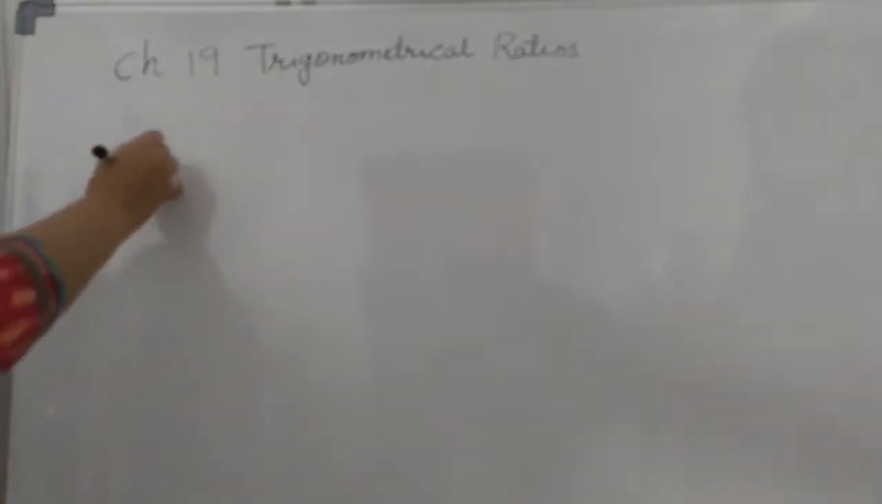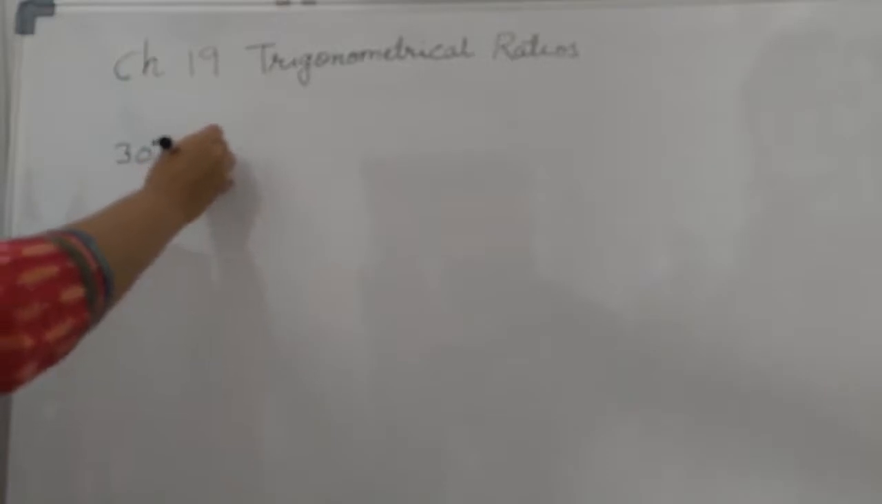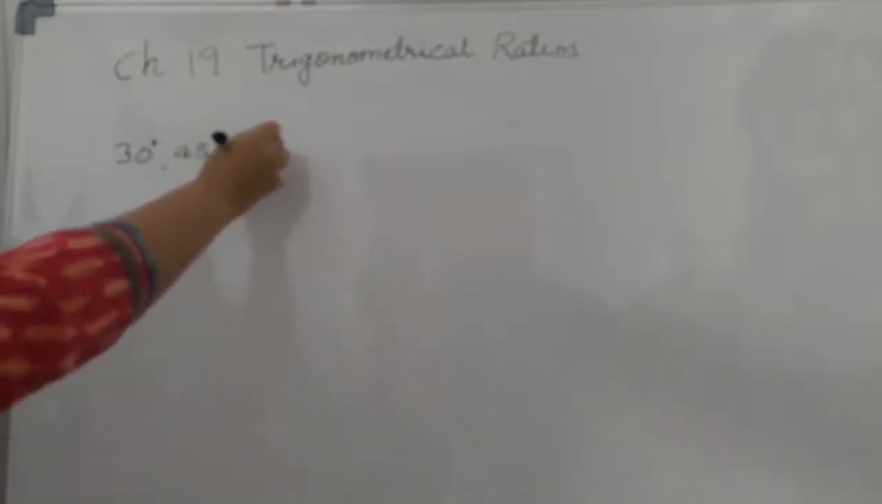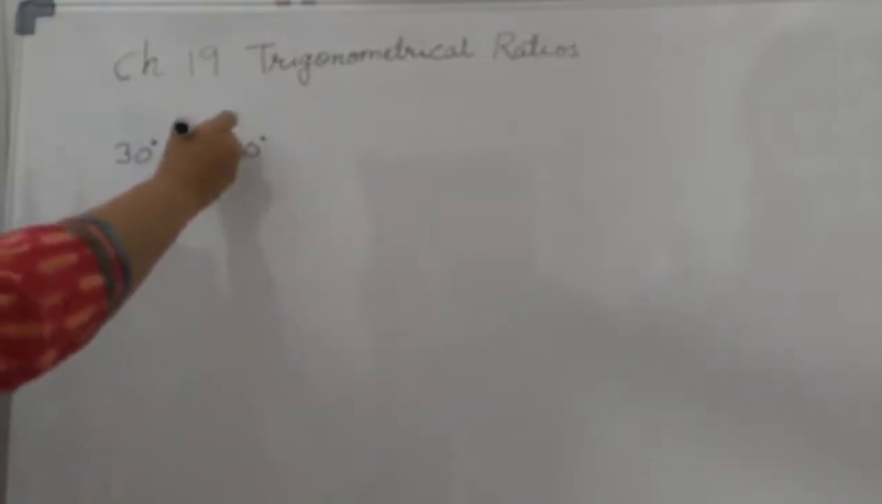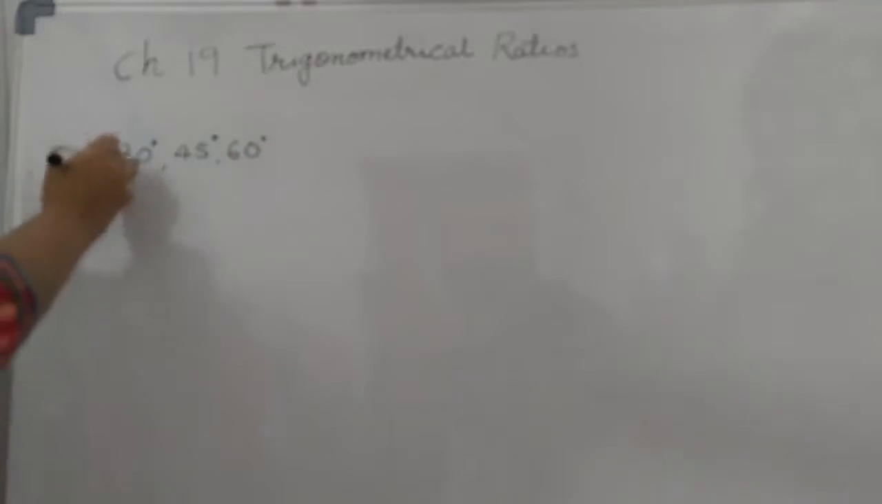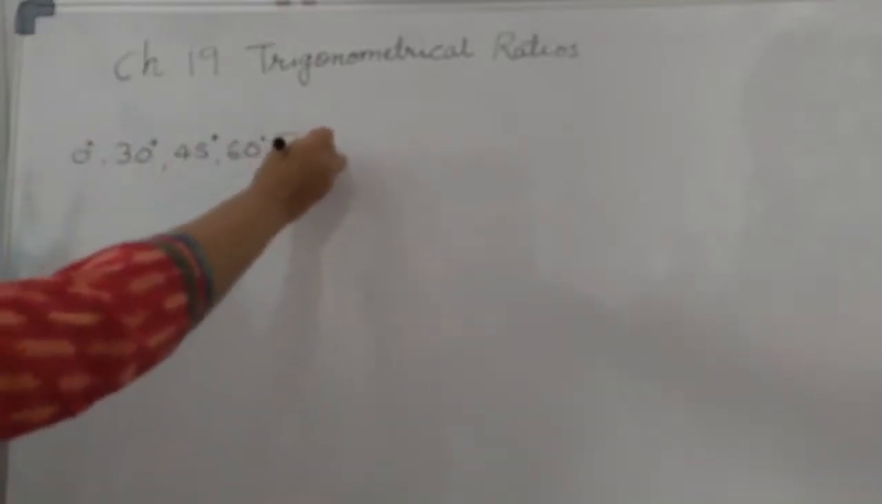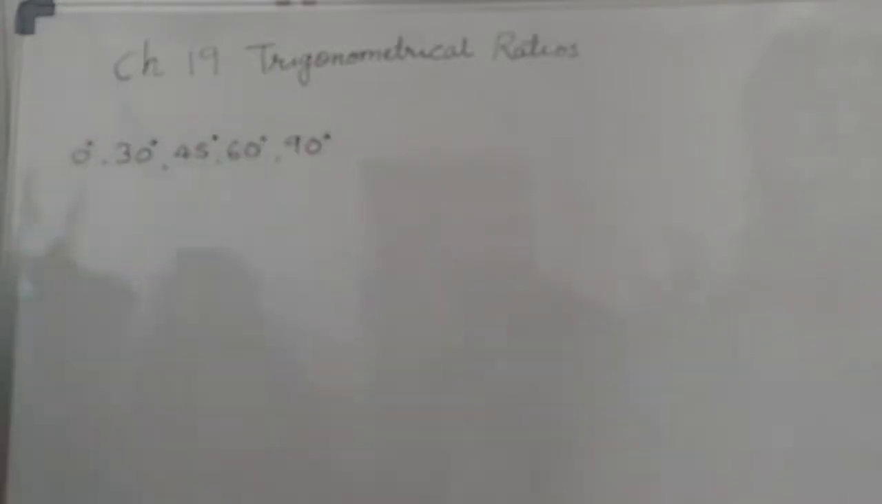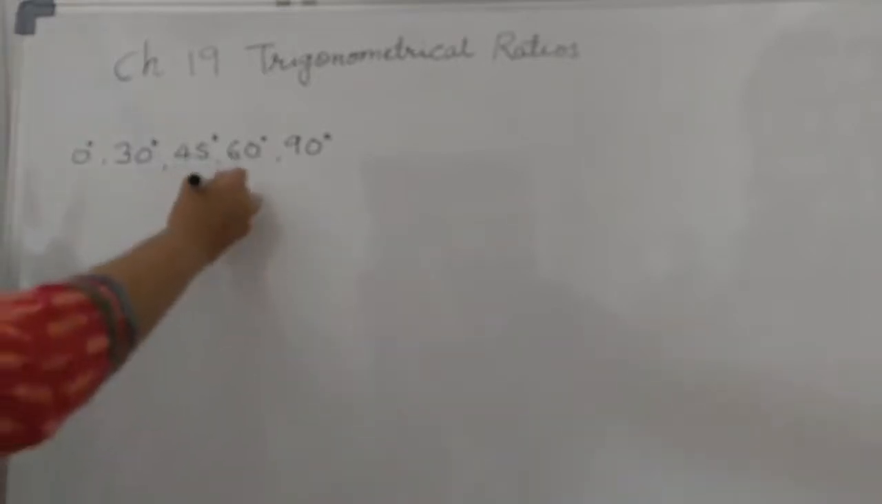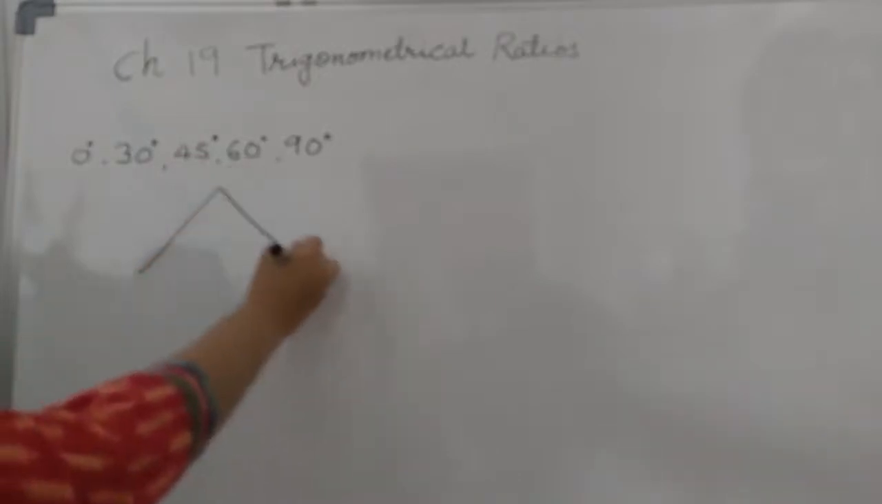Suppose 30 degree, 45 degree and 60 degree. These are all acute angles, as we know, and 0 degree and 90 degree. So between 0 to 90 degree we are going to find these values using our previous knowledge, like the Pythagoras theorem we have already studied. So understand it carefully and pay attention.